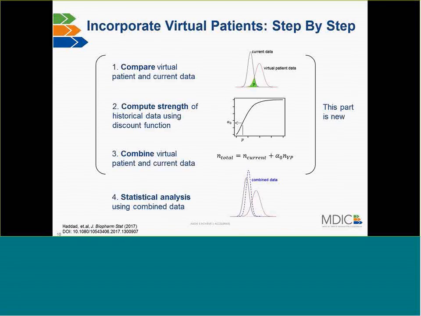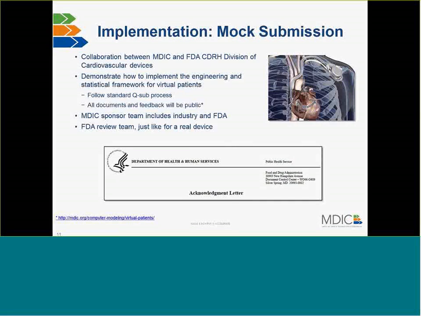And once you have the weight amount for your virtual patients, then you combine them. Depending on the statistical model, it can literally be as simple as the equation there, where you've got your current patients plus some sort of discount factor times the number of virtual patients you have available. And now you've got your total population. Because you're simulating the same thing that's actually measured in the clinical trial, you can go and do the statistical analysis just like you would otherwise. So this really fits in nicely to a lot of the analysis methods that are already in place.